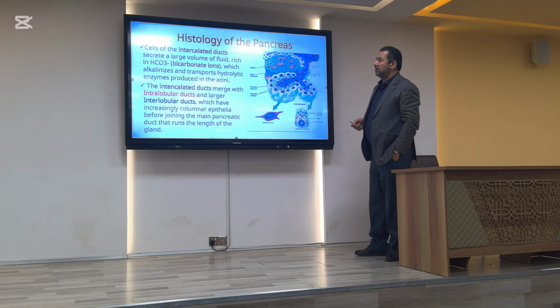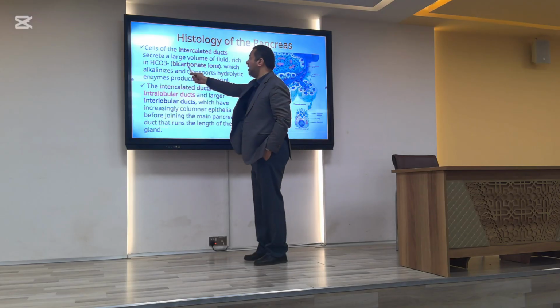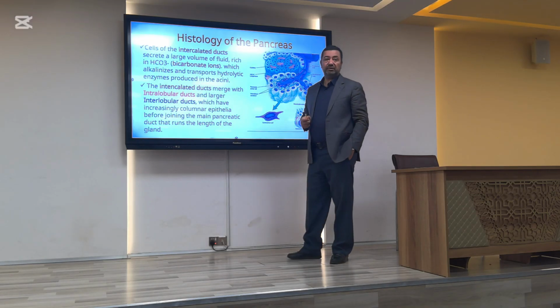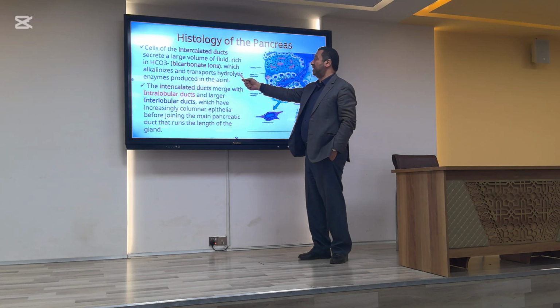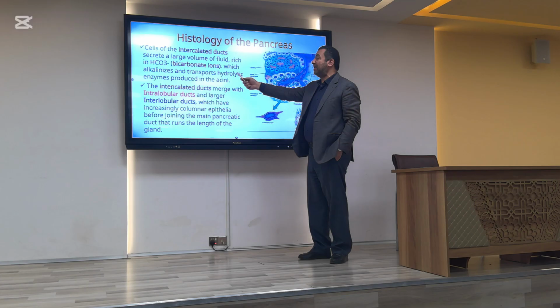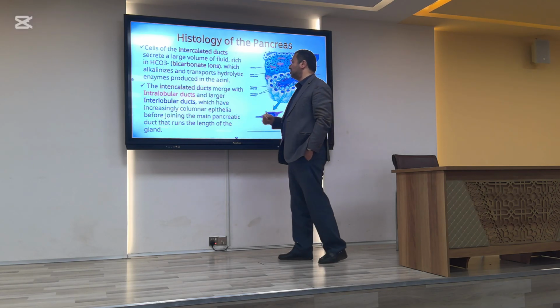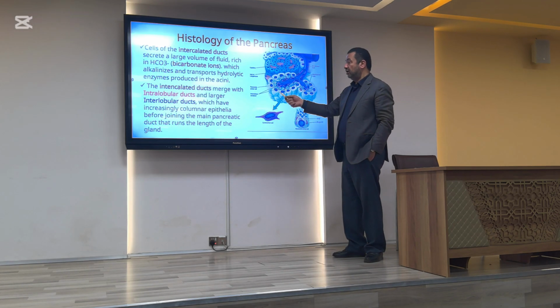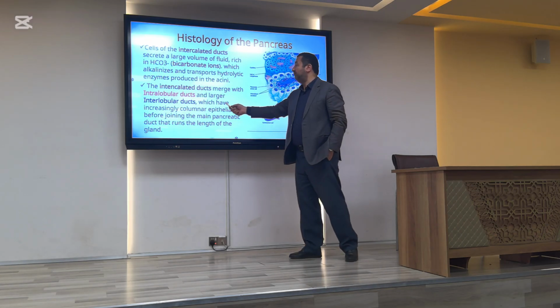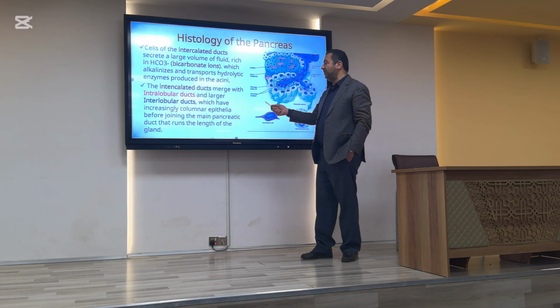Cells of the intercalated duct secrete a large volume of fluid rich in bicarbonate ions, which alkalinize and transport hydrolytic enzymes produced in the acini. The intercalated ducts merge with intralobular ducts and larger interlobular ducts, which have increasingly columnar epithelia, before joining the main pancreatic duct that runs the length of the gland.